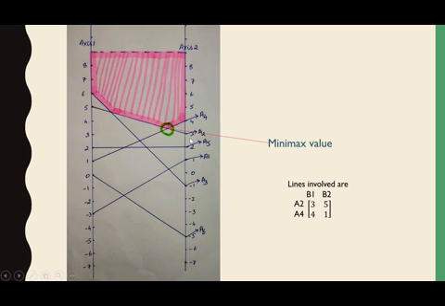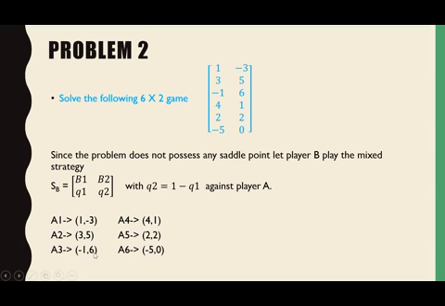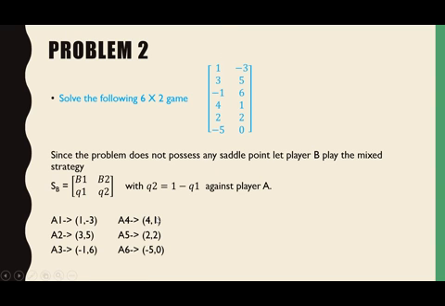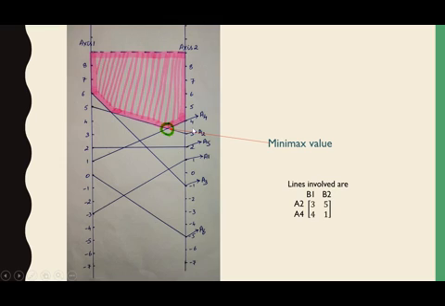Done. Next, for A3, it is minus 1 comma 6. Minus 1 in axis 2, 6 in axis 1. So this is the line. This is line A3. Next, A4 is 4 comma 1. 4 in axis 2 and 1 in axis 1. So this line will be line A4.